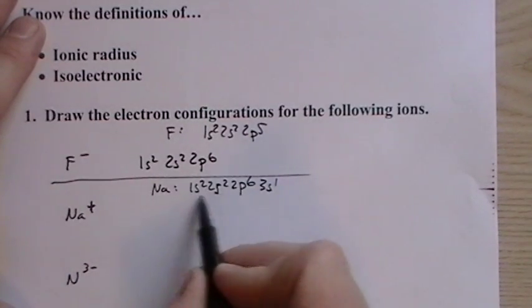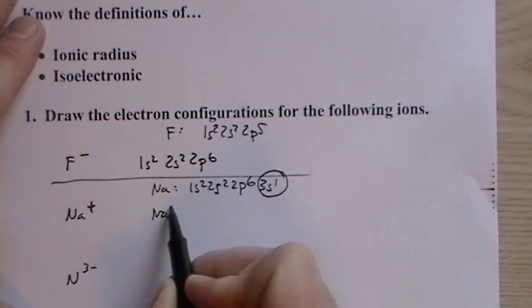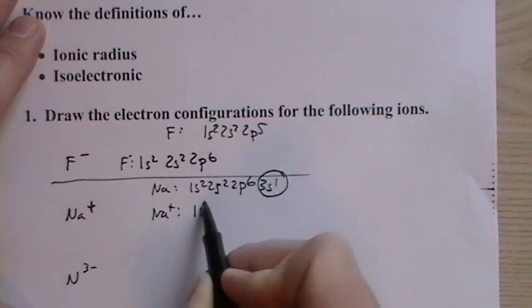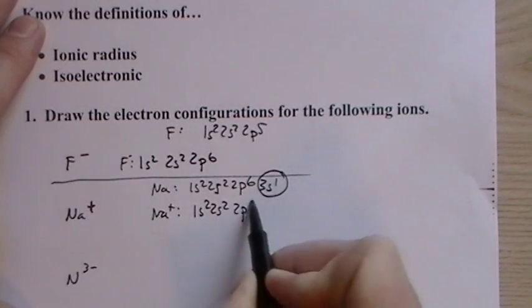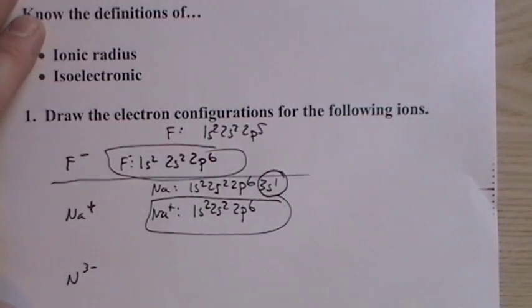We wouldn't take away the core electrons. We'd start here, so we take away that one. So this is fluoride ion. Sodium ion is this. Notice that they have the same electron configuration.